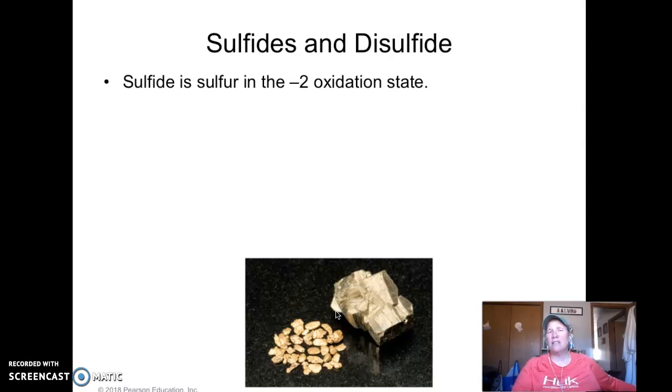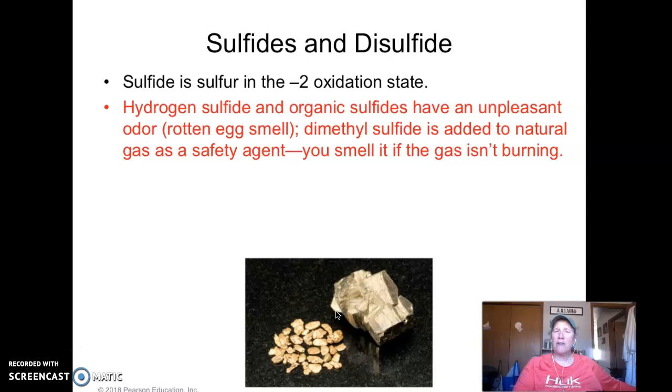Sulfides and disulfides. Sulfur is a -2 oxidation, like oxygen. Hydrogen sulfide and organics, like I said, very unpleasant. If you smell rotten eggs, that's a sulfur compound. You'll find it's a natural part of gas. If you have propane, it doesn't have a smell. Well, obviously you don't want propane leaking because it'd be very explosive. So they put that smell, dimethyl sulfide, into natural gas, into propane, so that you can actually smell it.